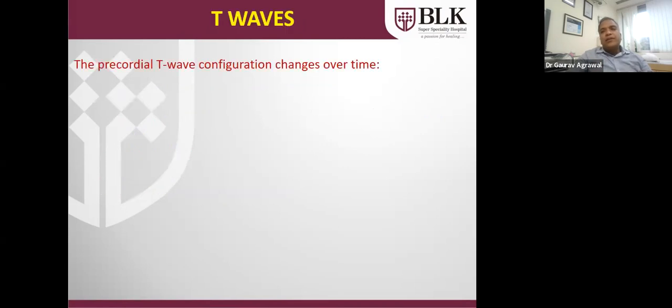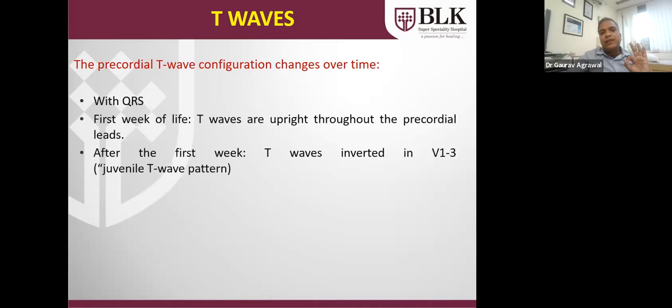Few words about the T wave. The precordial T wave configuration changes over time. The T wave should go with the QRS. If the QRS is going down, then the T wave will also go down. If the QRS is in positive deflection, the T wave should also go with the positive deflection.